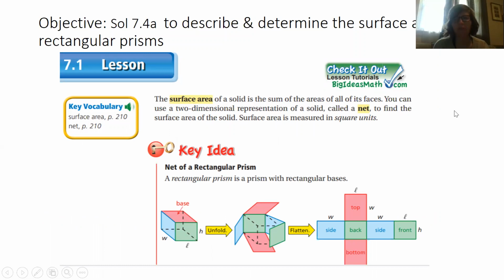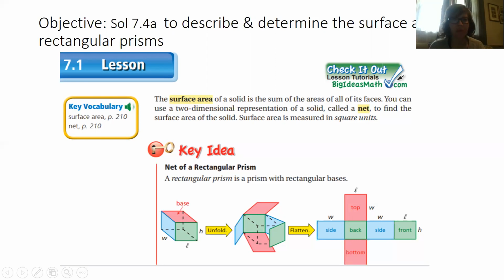When we are determining the surface area of rectangular prisms, we want to look at a two-dimensional representation of the solid, which is known as a net, to find the surface area of the solid. Surface area is always going to be measured in square units.